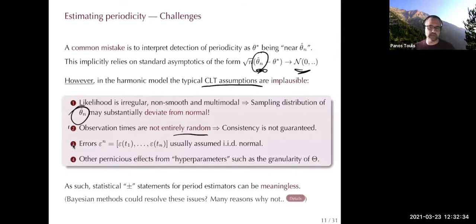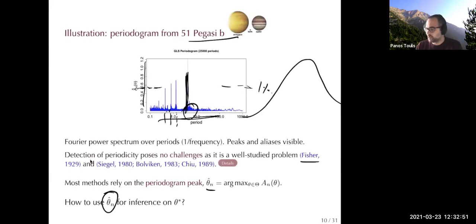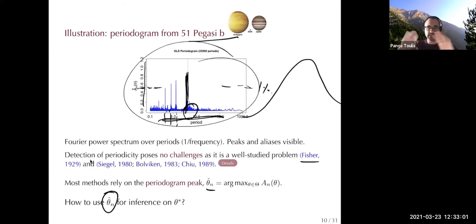Normals is to do theory, but it will be nice to be a little more robust to that assumption. Kind of assume, and later we're going to make a slightly weaker assumption on that. Finally, something that's underrated, I think, is that there are pernicious effects from hyperparameters. Earlier, I said that here I took a discretization of that period space. Now, if you take this discretization to be higher or lower, then this picture of the periodogram can change drastically.